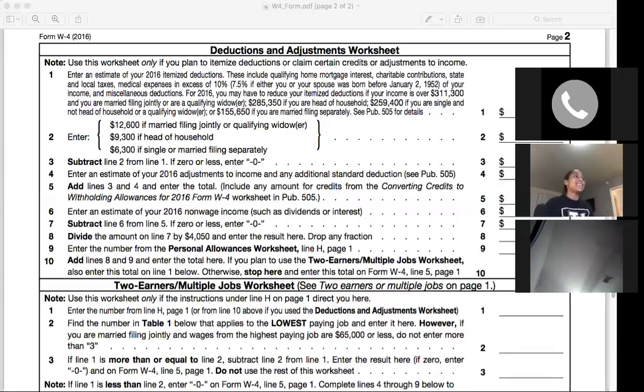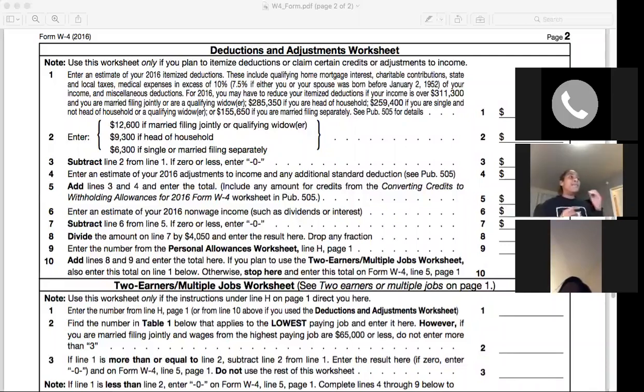Line 6 says, enter an estimate of your 2016 non-wage income, such as dividends or interest. If you're investing and you're making dividends, interest, or capital gains from stocks, that number goes there. Any money that you're making not by labor. Most people aren't investing yet, so most people have a 0 on line 6. Line 7 says, subtract line 6 from 5. Most people have a 0 on line 6, and on line 5 we had 16,000. 16,000 minus 0 is 16,000, so line 7 is going to be 16,000.